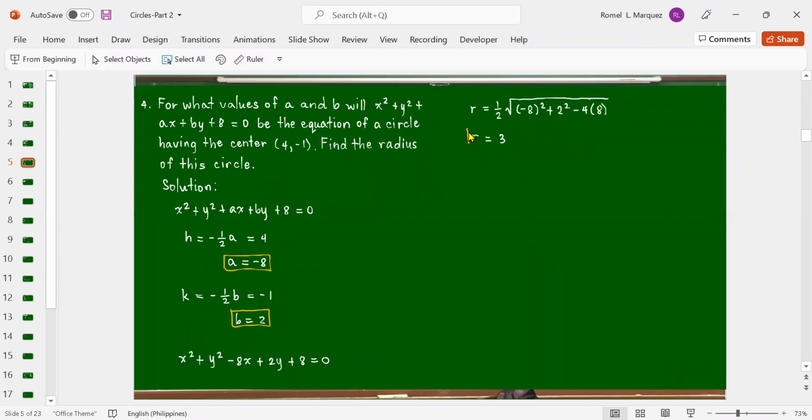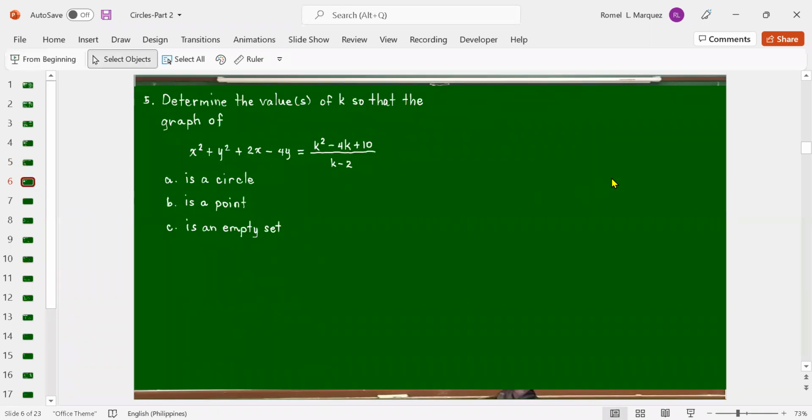That's it. Any question with this? Okay, so let's proceed to number 5. Determine the value or values of k so that the graph of x squared plus y squared plus 2x minus 4y equals k squared minus 4k plus 10 all over k minus 2 is a circle, b is a point, and letter c is an empty set.